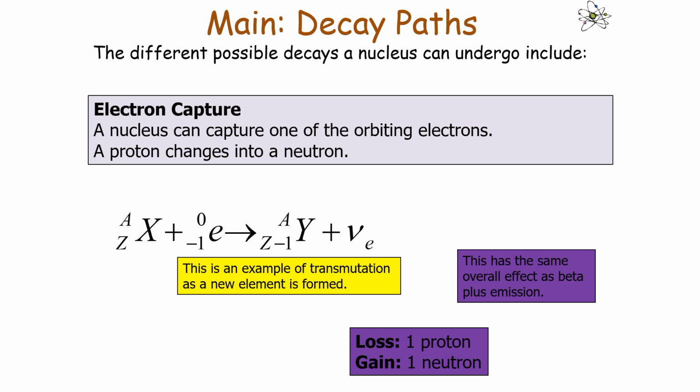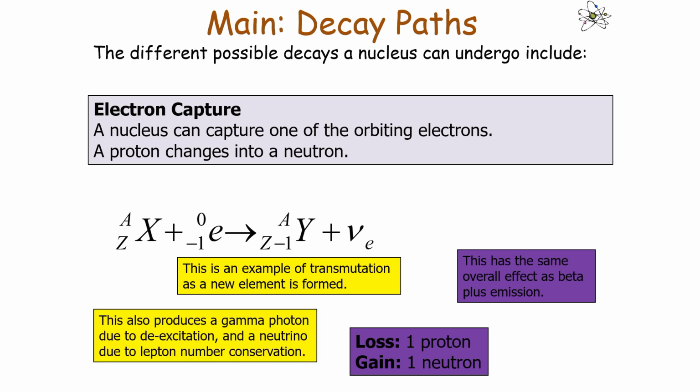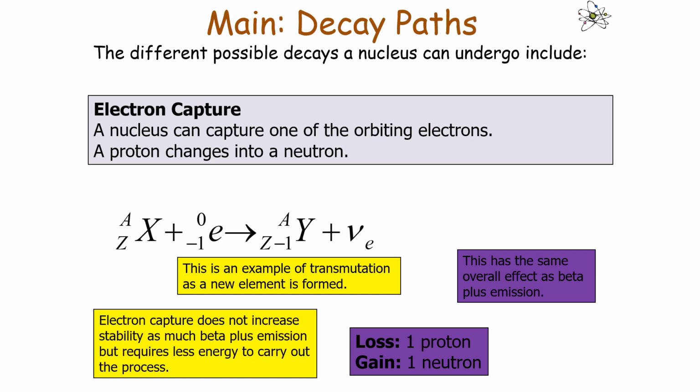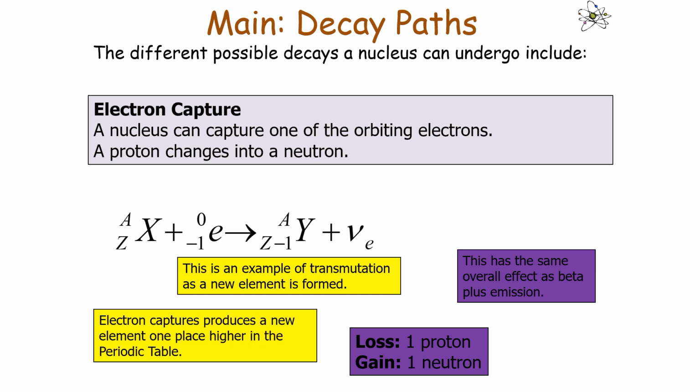Also remember that when you carry out electron capture, you will also produce a gamma photon due to de-excitation, and a neutrino due to lepton number conservation. Electron capture does not increase stability for a nucleus as much as beta plus emission, but requires less energy to carry out the process. Electron capture will produce a new element one place lower in the periodic table than its parent nucleus.